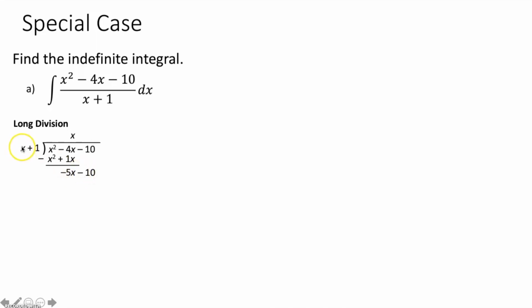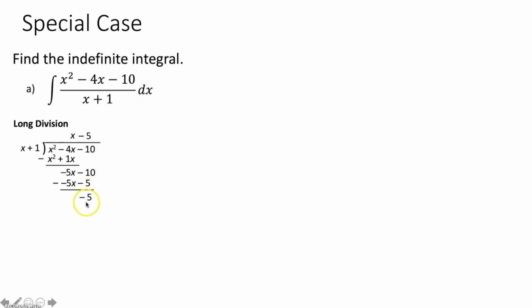What do I multiply this first term by in order to get it to be this first term? That would be negative 5. So I put negative 5 right here. I then distribute that negative 5 to the x and the 1 and put that product down here. I then subtract down, just like I did up here. What's negative 5x minus negative 5x? Those cancel out. That's why we did it. Then negative 10 minus negative 5 is going to be negative 5. This is going to be our remainder.